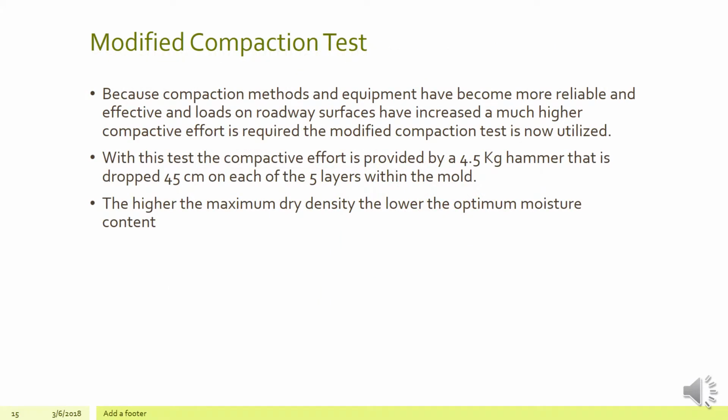Let's move along and take a look at the modified compaction test. Because compaction methods and equipment have become more reliable and effective, and loads on the roadway surfaces have increased with much more vehicular traffic, a much higher compactive effort is required, and the modified compaction test is now utilized. Similar to the standard test, the compaction effort is provided by a 4.5 kilogram hammer that is dropped 45 centimeters on each of 5 layers instead of 3 within the mold. The higher the maximum dry density, the lower the optimum moisture content we will have.